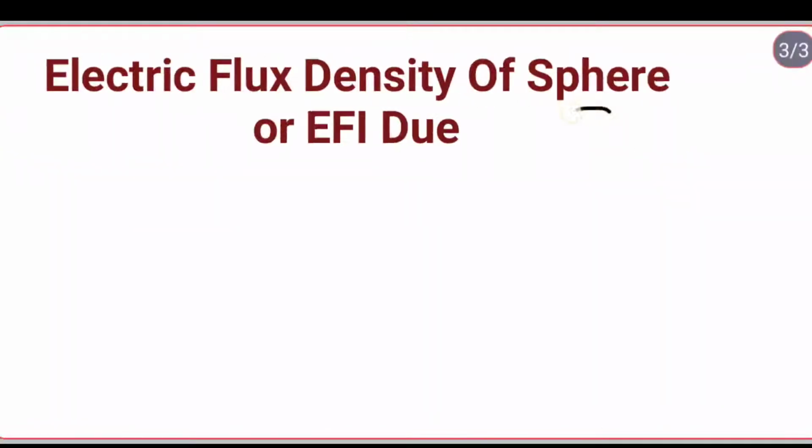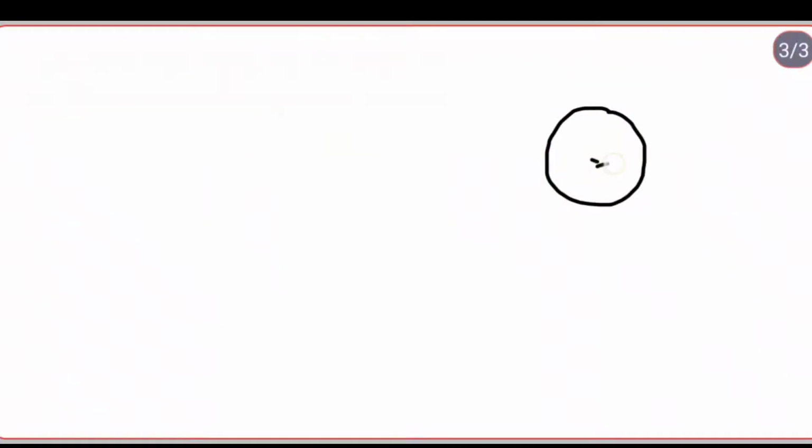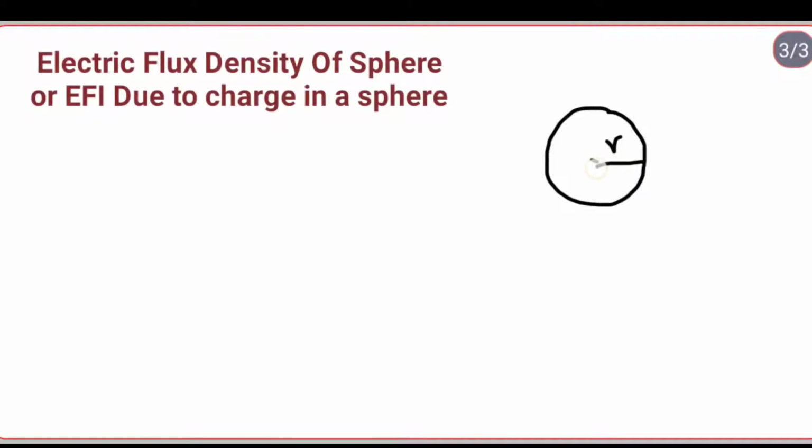For a sphere of radius r, assume that r is the radius of the sphere. A charge q is located inside of the sphere. The charge enclosed by the sphere is q.